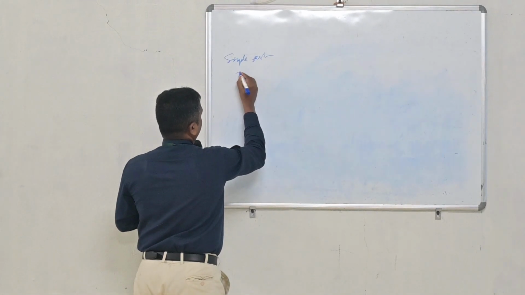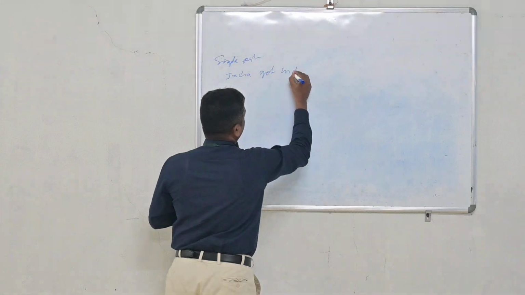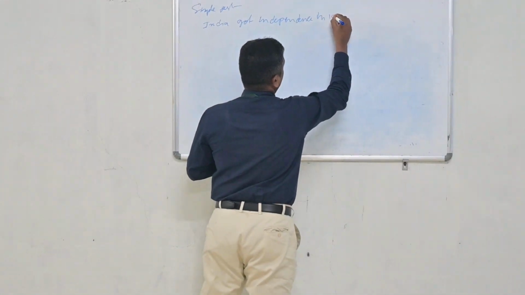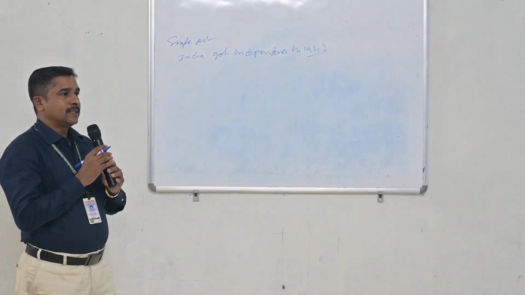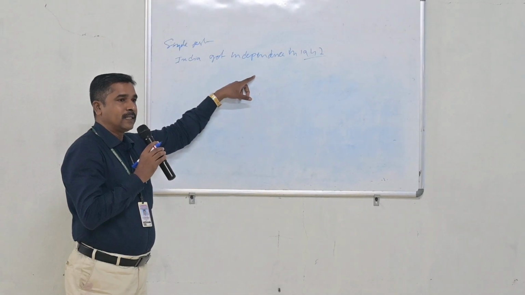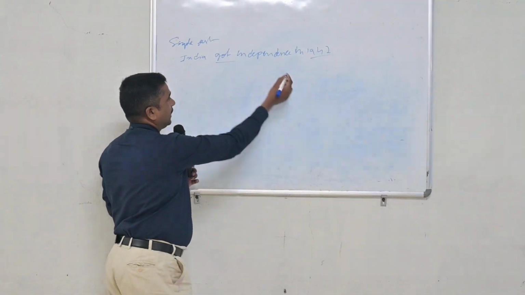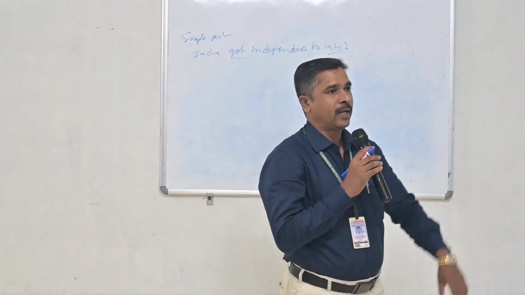For example, India got independence in 1947. So how many actions can we find in the sentence? There is only one action. What is that action? Got. So India got independence in 1947. There is only one action. So simple past tense shows a single past action.